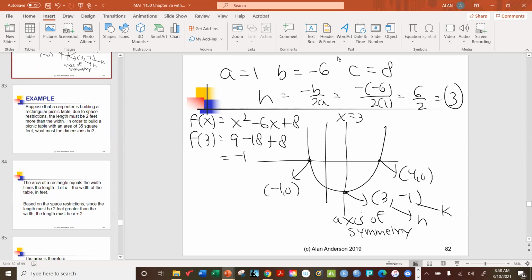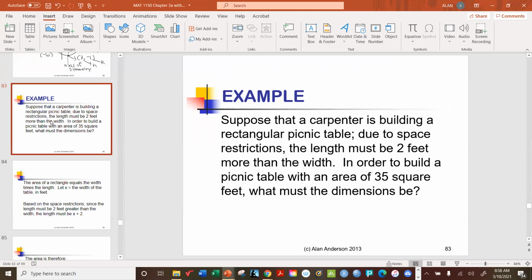All right, when you're done, I'll just give you a minute to finish, and then we'll move on to this interesting example. Okay, so let's say that we're building a rectangular picnic table. And we're told there's 2 requirements. Somebody's got a deck in their back, and they've got just enough room. And we need 2 pieces of information. First of all, the length is 2 feet more than the width.